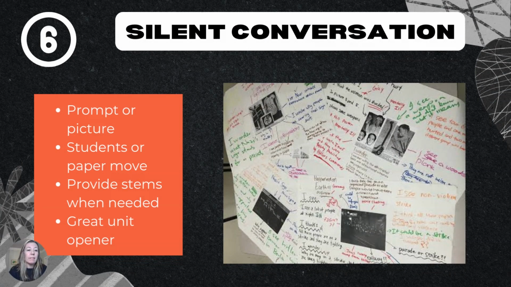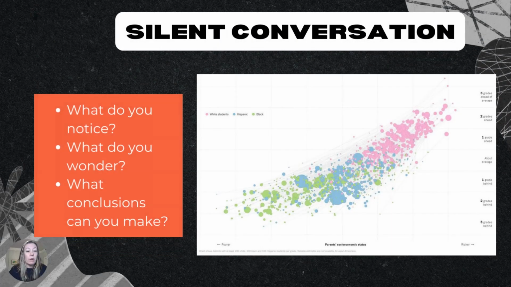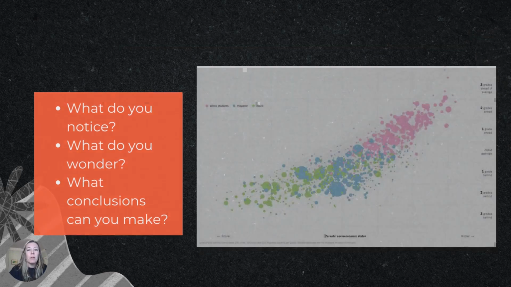So number 6, a silent conversation. I like to put a provocative prompt or reading in the middle of a piece of chart paper. You could always use Jamboard for this as well, or a whiteboard. And then students make comments off of them and they comment off of each other. And this is great for math too. The Learning Network has lots of prompts like, what is this graph saying? What do you notice? What do you wonder? What conclusions can you make?